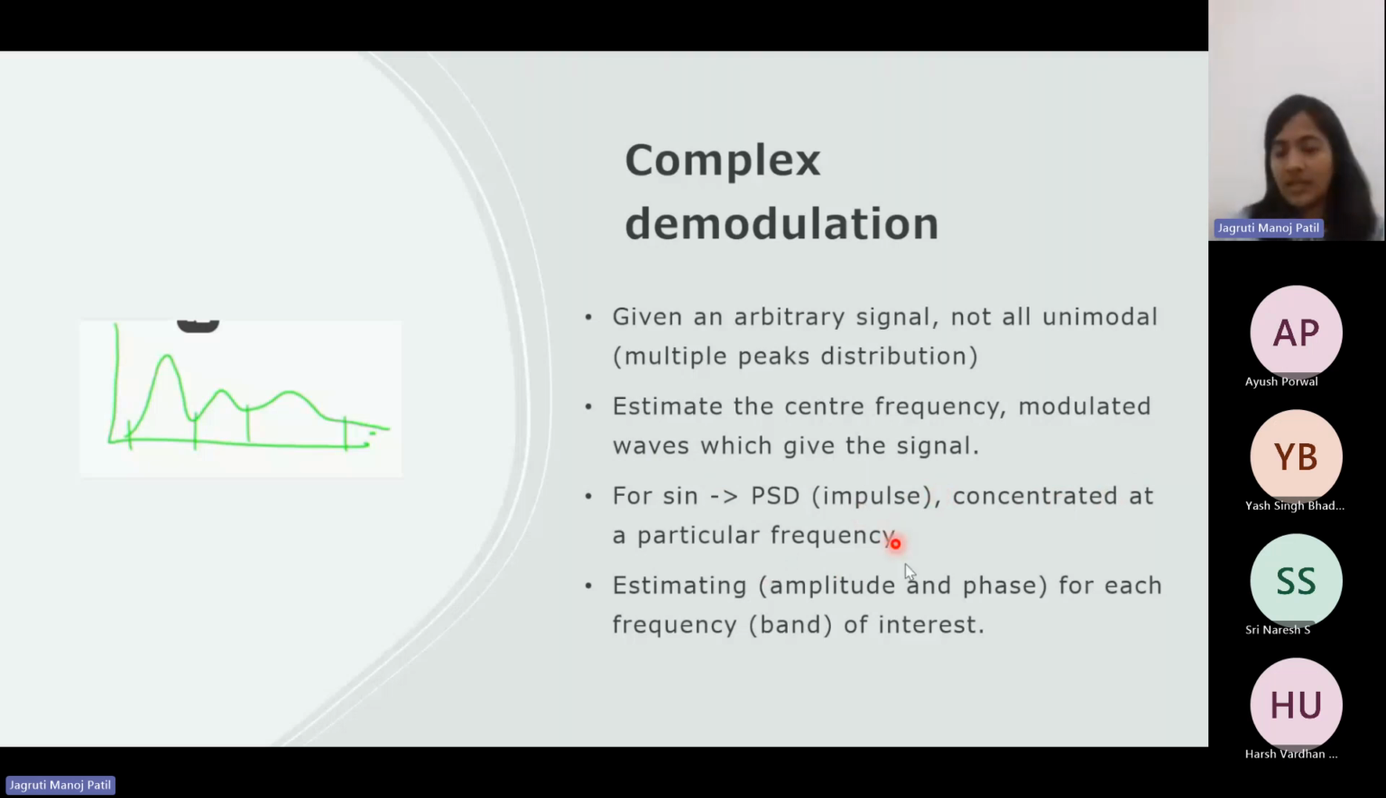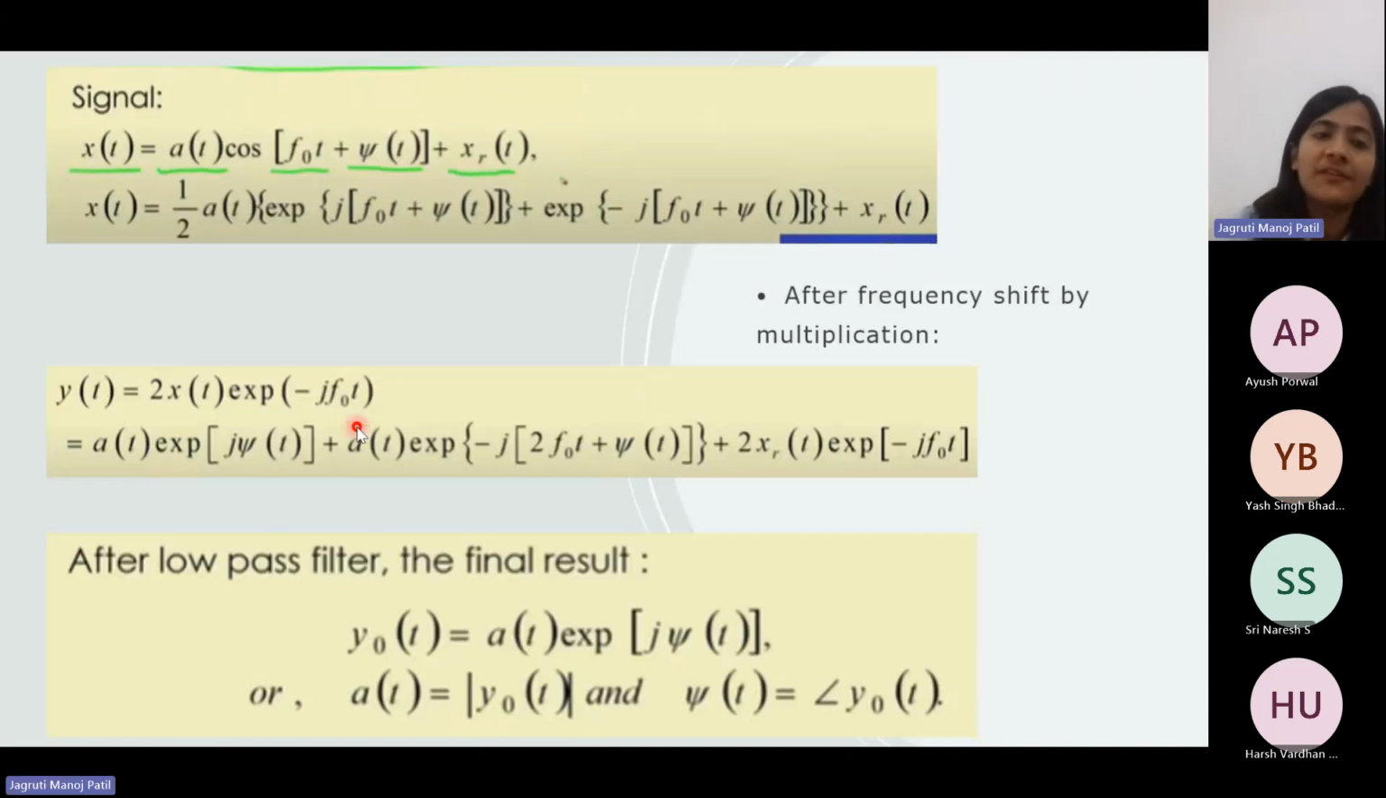Then you obviously need to estimate the amplitude and phase for each frequency band of interest. Suppose for this particular band, or this particular band, or say in this particular band, through there you can get an idea of how the energy is being varied at the particular frequency. So if your signal of interest is something like A naught cos of phi of t, given by the central frequency with some initial phase, plus the real part of the signal, then you decompose this cos part into exponentials, e raised to plus jx and e raised to minus jx, in your original signal.